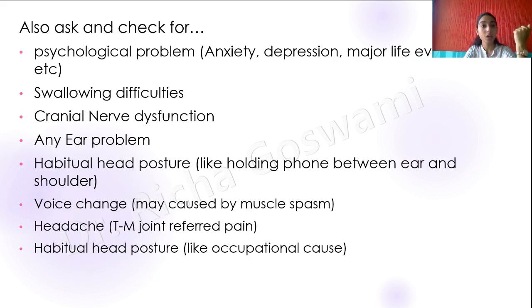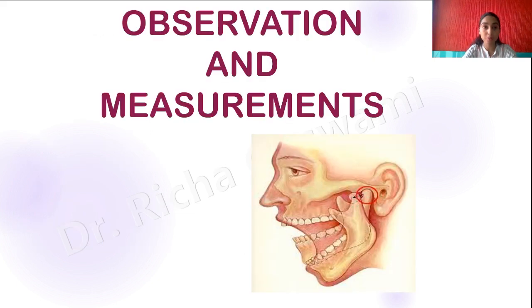Also ask and check for psychological problems. As I already mentioned, the relation between psychological factors and TM joint dysfunction is very well defined. So do not forget this point of psychological problems. Ask about anxiety, depression, or major life events, etc. Also ask about swallowing difficulties, cranial nerve dysfunction, especially the facial nerve and the trigeminal nerve. Ask whether there is any ear problem, habitual head posture, or maybe any occupational posture. Then ask about voice changes or the presence of headache or not.